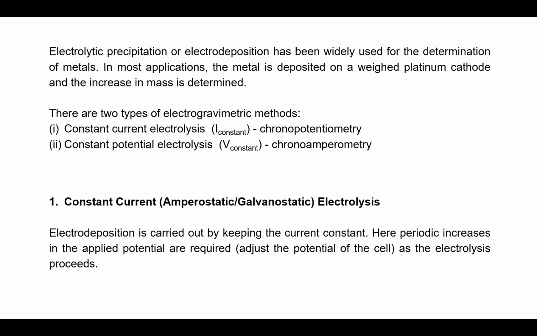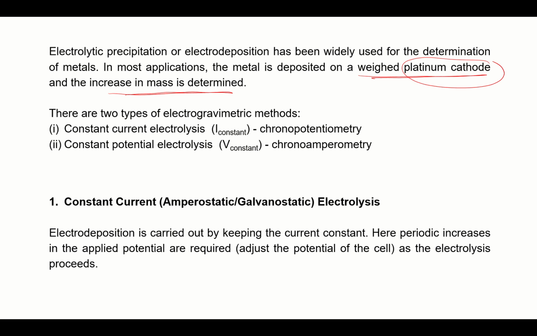So electrolytic precipitation or electrodeposition has been widely used for the determination of metals. In most applications, the metal is deposited on a weighed substrate, platinum. So you must weigh the platinum or the working electrode before doing the experiment and reweigh the platinum again with the products. Then you can calculate the mass: you take the mass after and deduct the mass before for this platinum cathode, for example.